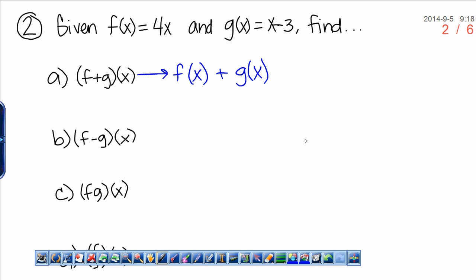All right, so let's do it. F of x is 4x, and g of x is x minus 3. All right, what would that give us? 5x minus 3. Are you okay with that?